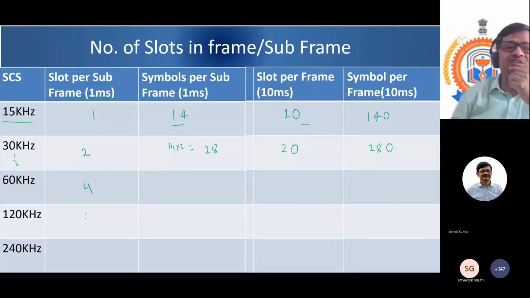I'm doing that, so you have understood. So what will be 28 into 2? 56. Just tell me here what will be the figure.